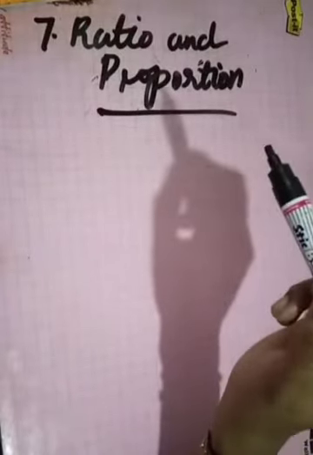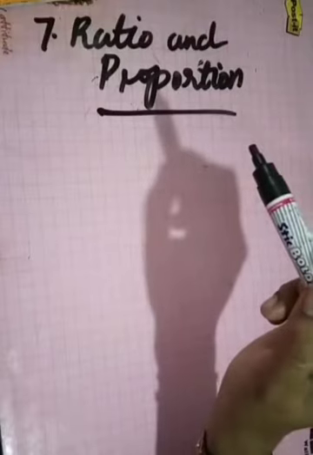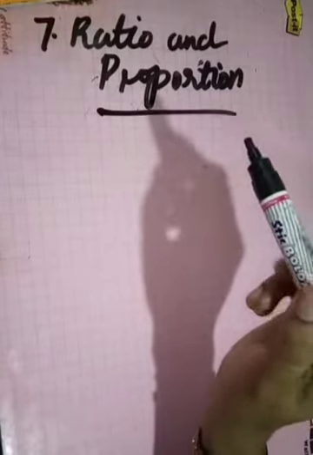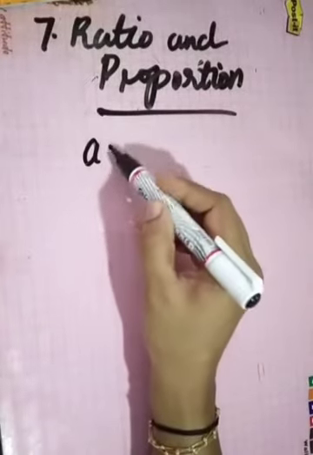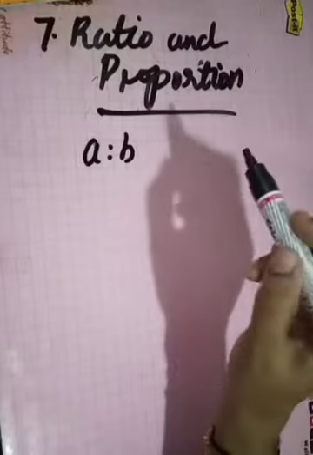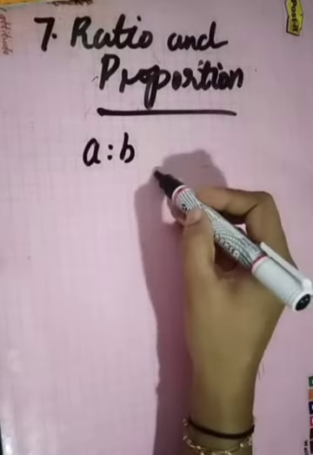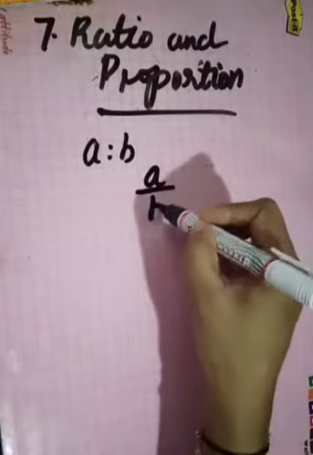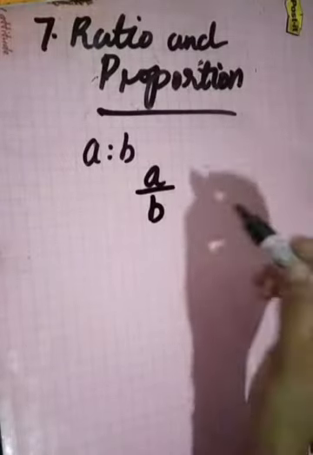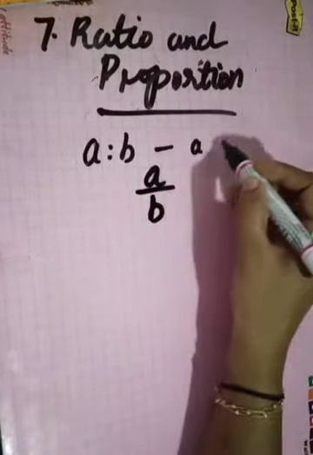Ratio means you learn the basic concepts in smaller classes. It's a comparison of two quantities of the same kind with the same units. For example, A is to B is a ratio; it's a comparison of two quantities of the same kind. The quotient A by B is the ratio between A and B. It is read as A is to B.